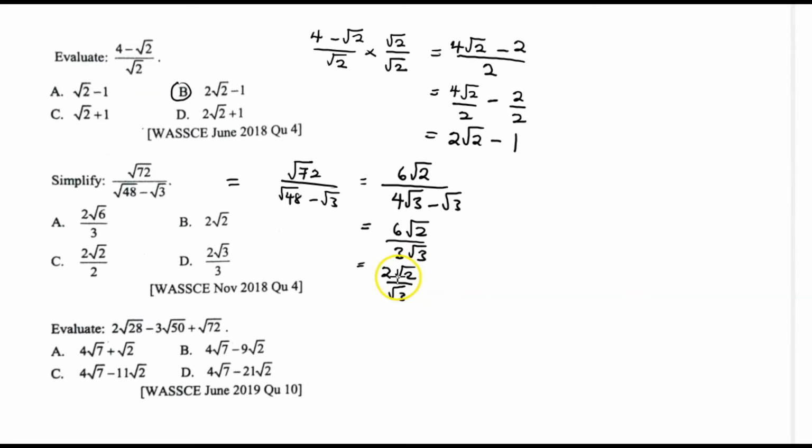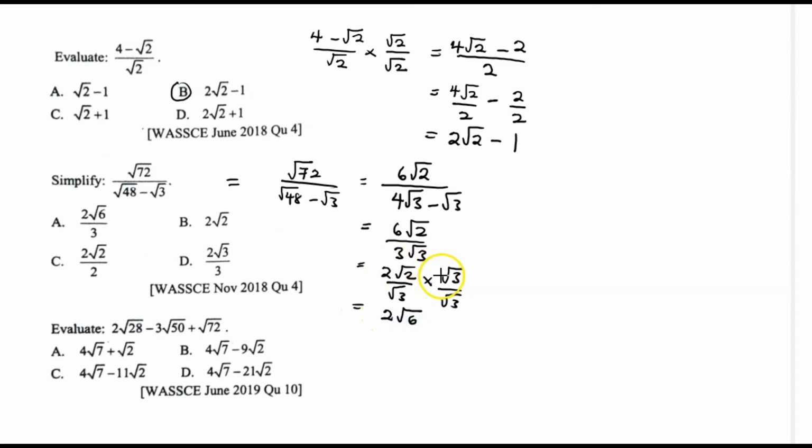Then at this moment, we need to rationalize. Because it's now a monomial surd, we multiply both the numerator and the denominator by the monomial surd. So we have root of 3 multiplying the numerator, which is 2 root 2, and also multiplying the denominator. And that is going to give us 2 root of 6.